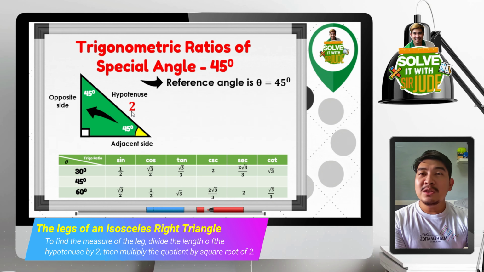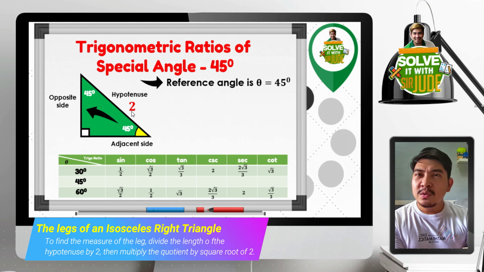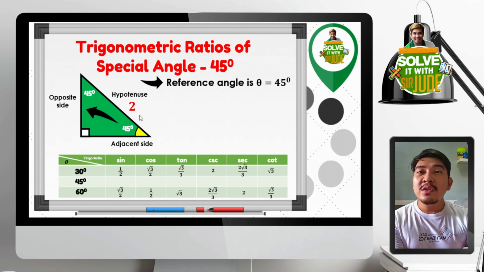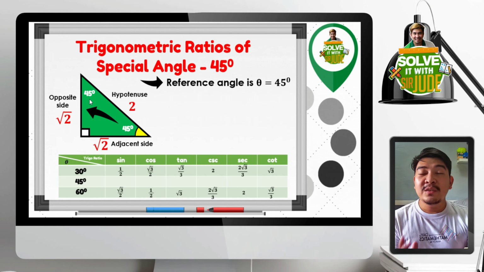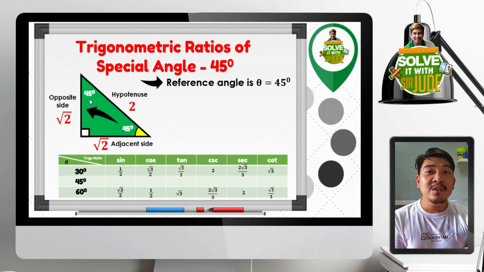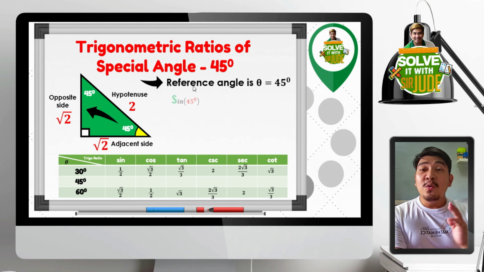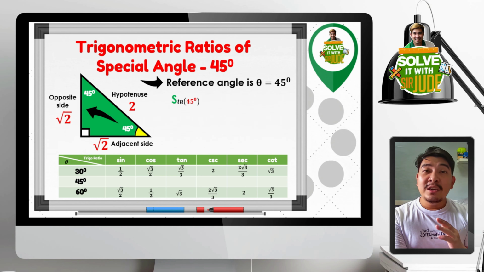So 2 divided by 2 is 1. So the quotient is 1. 1 times square root of 2 is square root of 2. So therefore, each leg measures square root of 2. So since we've already completed the sides of this 45, 45, 90 or isosceles right triangle, we are now ready to get the 6 trigonometric ratios of 45-degree angle.